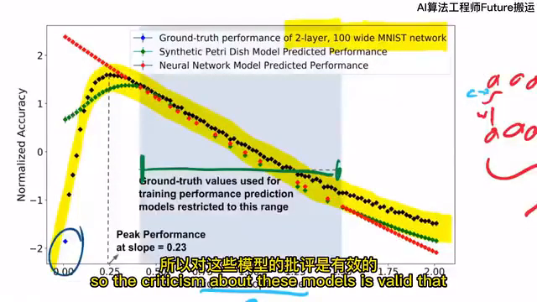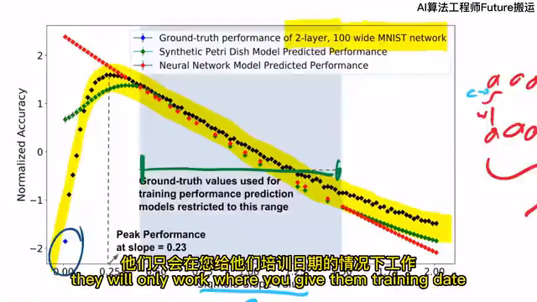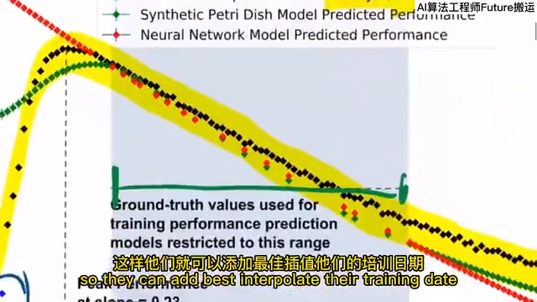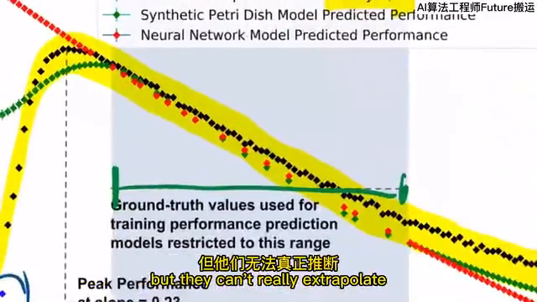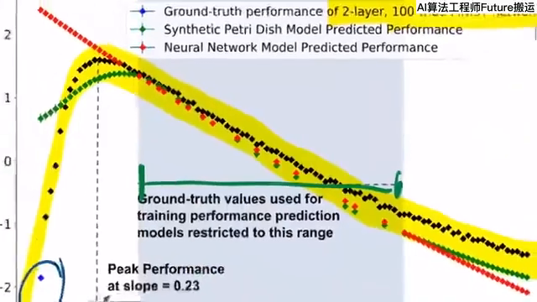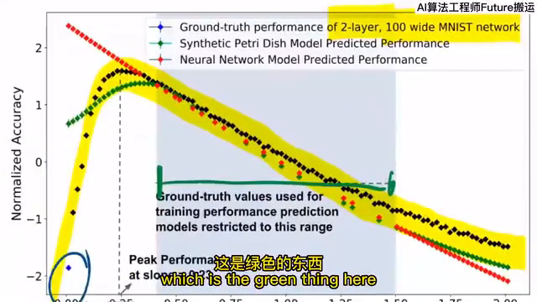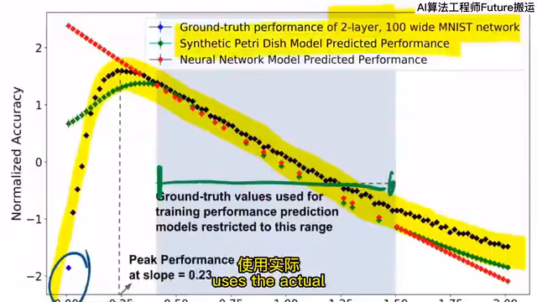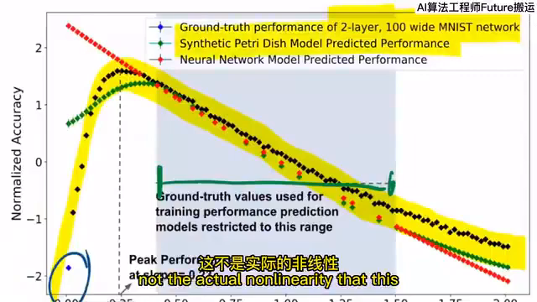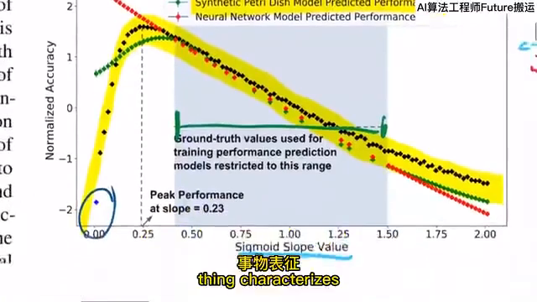So the criticism about these models is valid, that they will only work where you give them training data. They can at best interpolate their training data, but they can't really extrapolate. Now here, the synthetic Petri dish method, which is the green thing here, uses the actual nonlinearity that this thing characterizes.